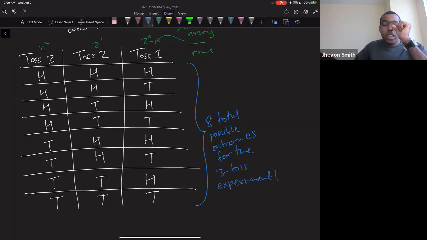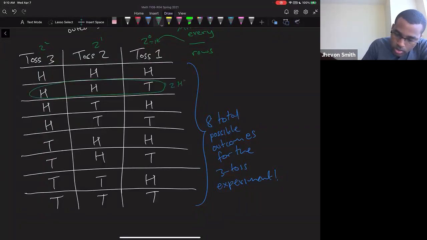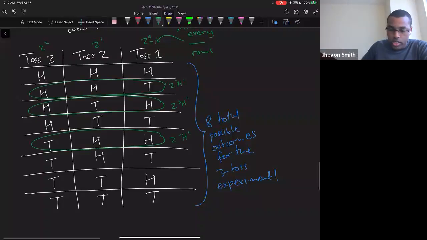So now I know that the denominator of my probability is 8. Now to figure out the numerator, well, we want 2 heads to be the thing that we want. So I go through all these rows and pick out all the rows with 2 heads. Here I have 2 H's. Here I have 2 H's. Here I have 2 H's. That's it. There are only 3 situations.